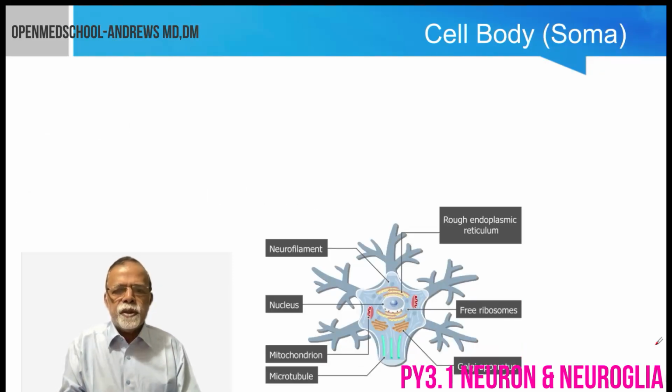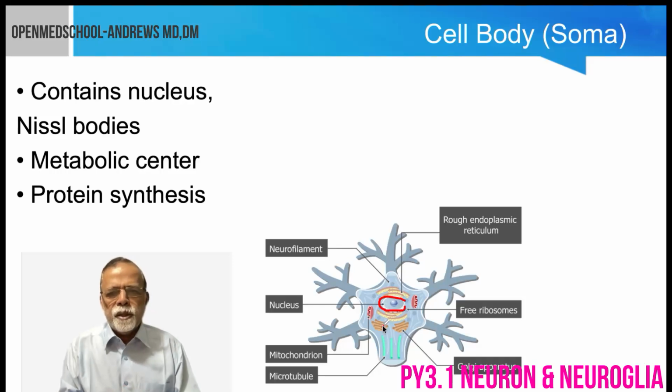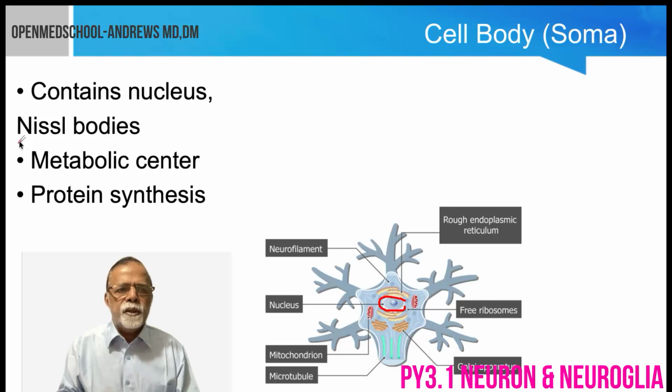Now look at the cell body. Cell body is otherwise called soma. Somatic, you know the somatic, so here is the soma. It has got the major thing, it contains the nucleus. And there are certain bodies called the Nissl bodies. So remember this, Nissl body.